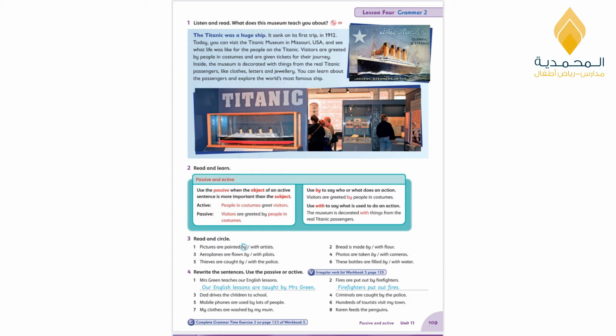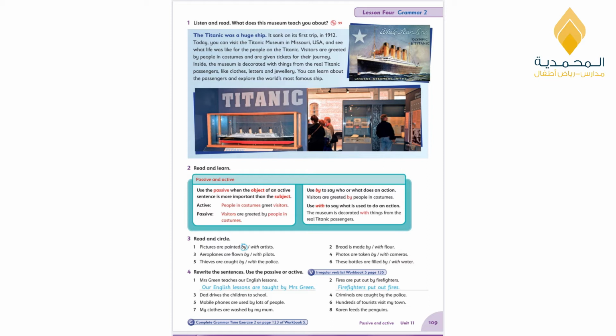We turn it into passive. Where is the object? English lessons. And who is the subject? Mrs. Green. Excellent. Move to number 2. Fires are put out by firefighters. And this sentence is passive. Amazing. And we have to turn it into active. Where is the subject? Yes, firefighters put out fires.